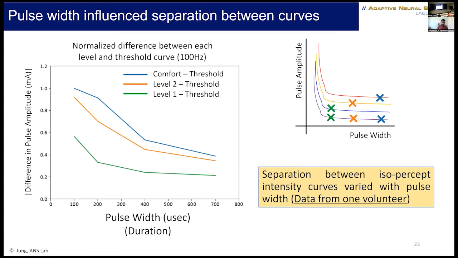The next thing we looked at was, does pulse width affect the separation between the curves? And in order to find that out, I basically plotted the plot on the left where you have the difference between each of the threshold and 2 intermediate levels with respect to the threshold curve at different pulse widths. And what you see is that the gap between the curves is different for different pulse widths, indicating that pulse width makes a difference in moving between intensity levels.